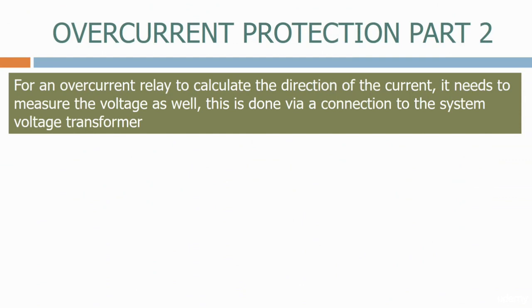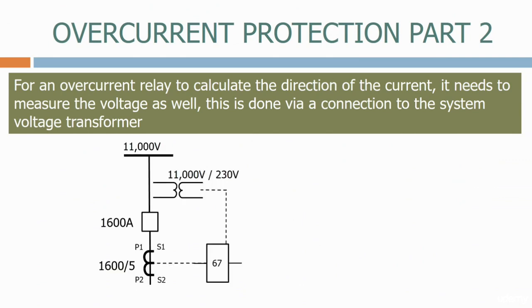For an overcurrent relay to calculate the direction of the current, it needs to measure the voltage as well. This is done via the connection to the system voltage transformer. Here we have the typical feeder circuit from before. This time we've connected a voltage transformer to the relay, with a ratio of 11,000 volts to 230 volts.